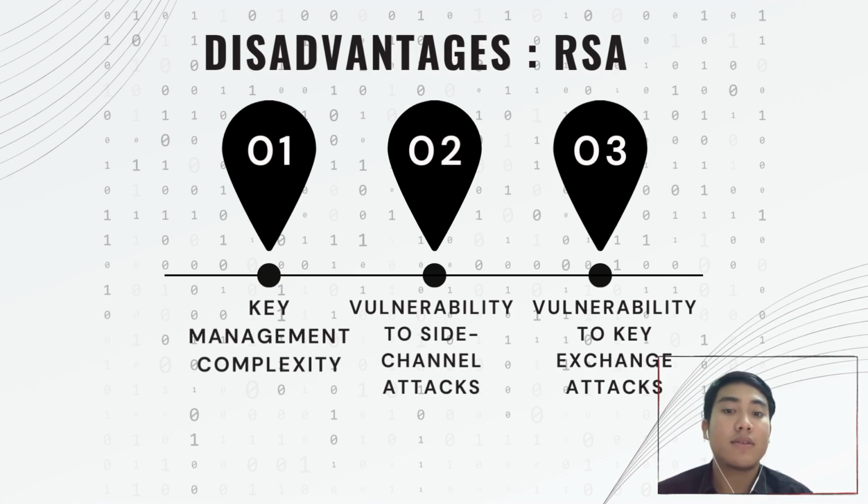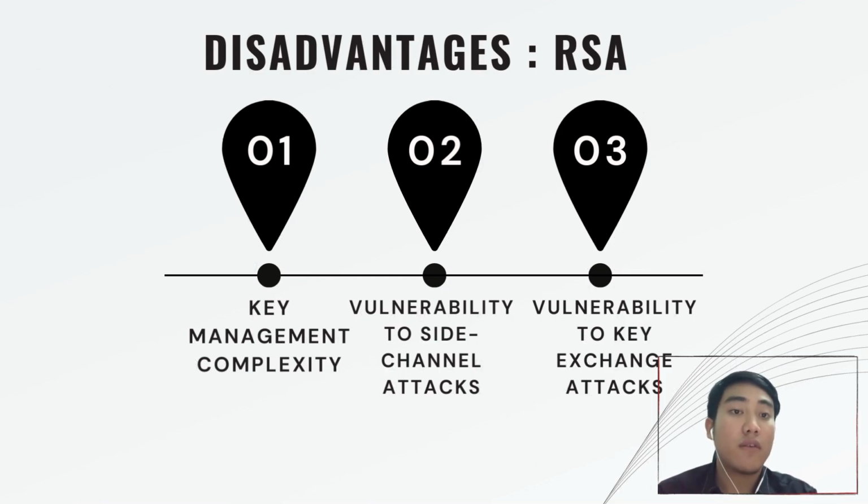The second one is vulnerability to side channel attacks. RSA is vulnerable to side channel attacks, where an attacker can use information about the system's physical characteristics such as power consumption to recover the private key.